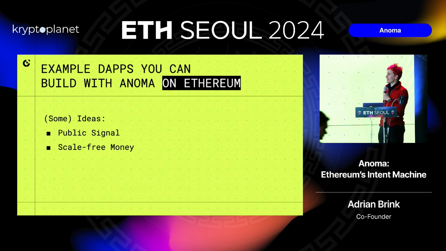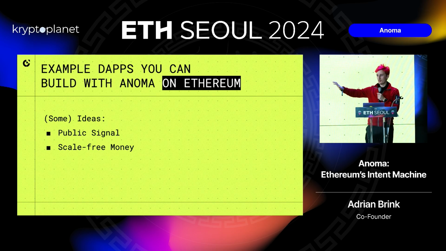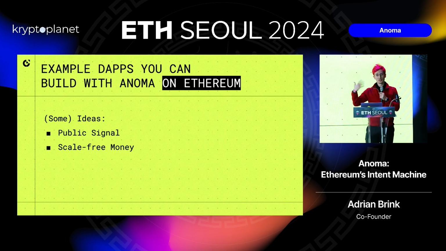You can also build something like scale-free money. And I think this is really the end game for cryptocurrencies, because to a large extent, we're allowing everyone and their grandmother to start issuing their own monies. Scale-free money is about the idea that everyone here in this room can individually issue tokens that represent their purchasing power.